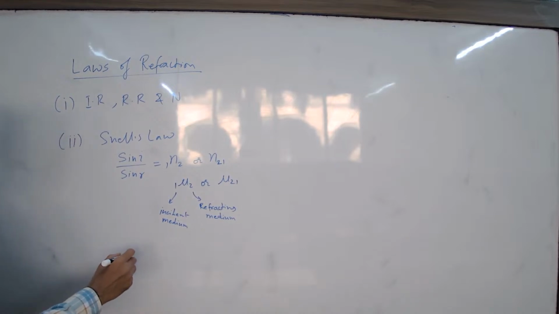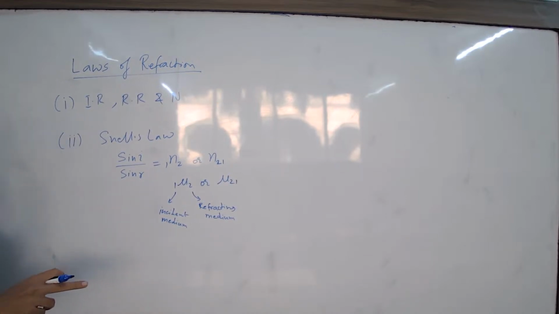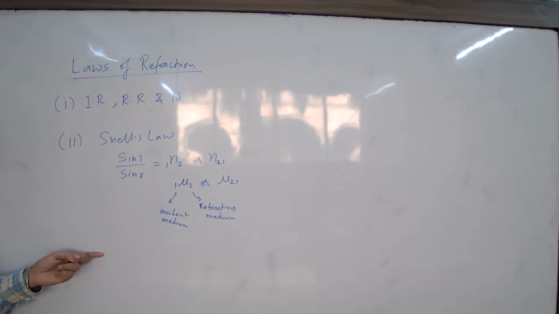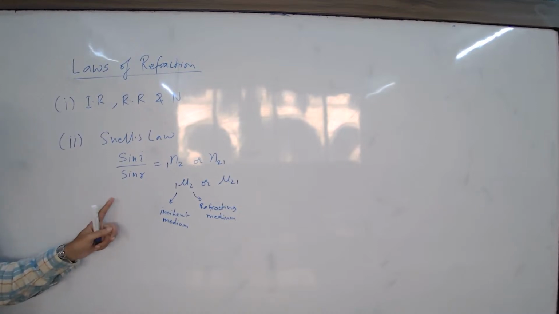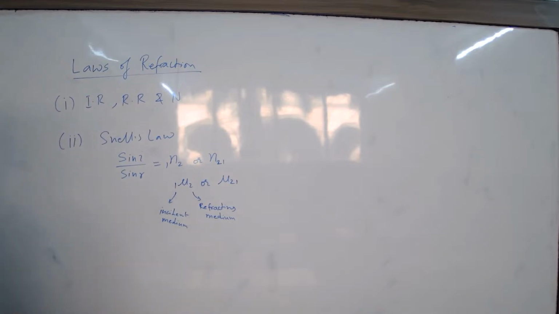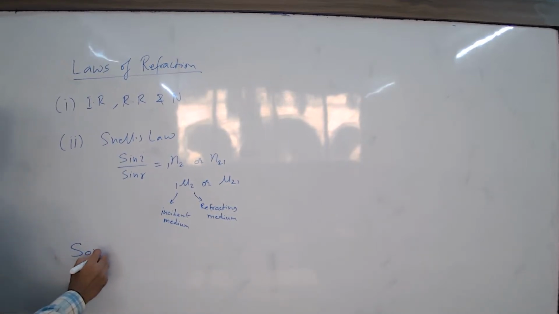Did we write this? Yes, sir. This law is applicable for a pair of mediums and a given color of light. Now what is the meaning of a given color or given wavelength of light? Single color. Which means if it is white light, it has 7 colors in it, and each light will bend differently. So you have to mention that this law is applicable only for a monochromatic light ray. Okay. All right. Now we'll see some relations.